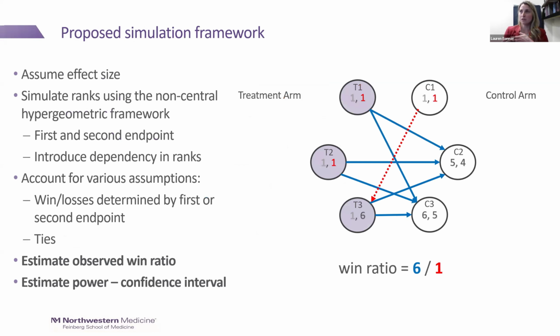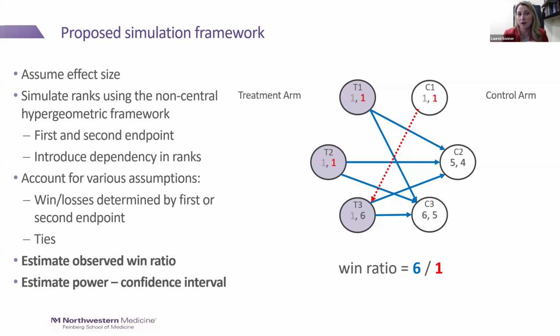So really the proposed simulation framework is to make an assumption about the effect size in terms of the win ratio. So I don't care what it is in terms of your time to death or your time to rehospitalization, but what are you hoping to be able to detect in terms of the win ratio? The simulation framework uses a non-central hypergeometric distribution, which basically allows me to simulate the ranks corresponding to a particular win ratio.